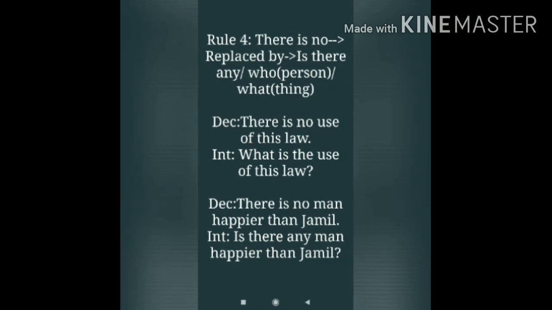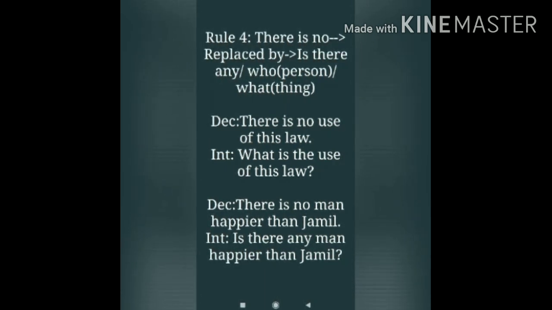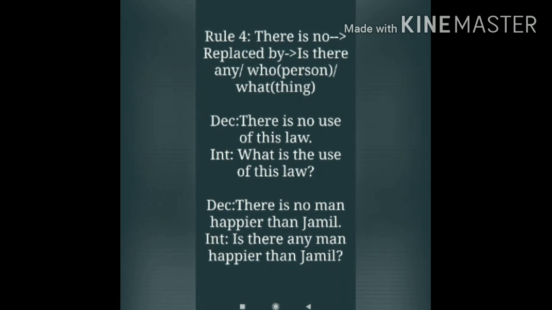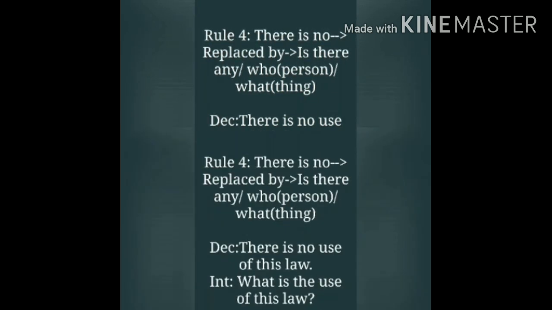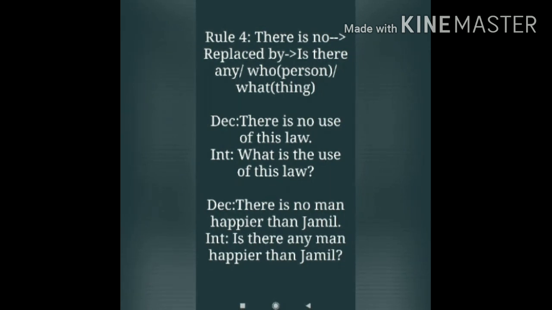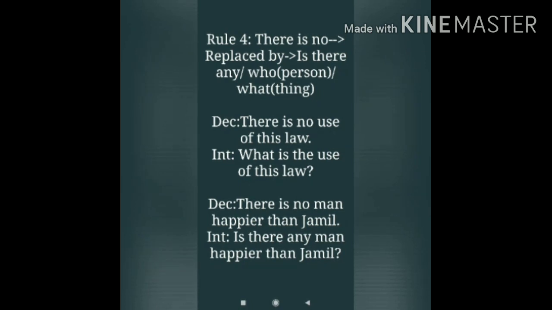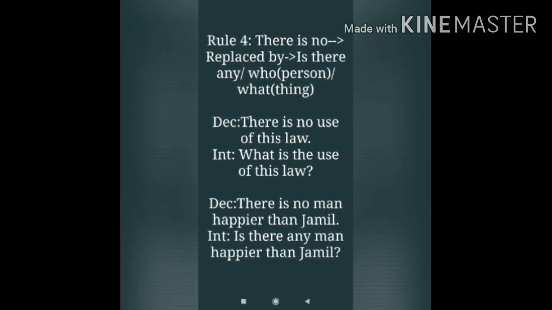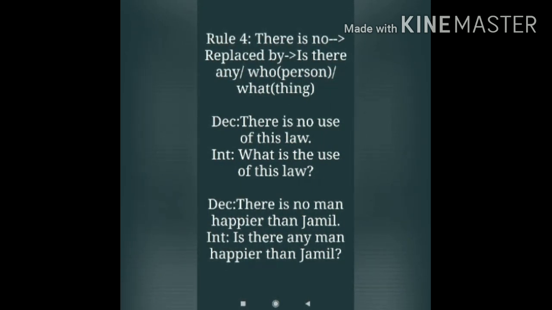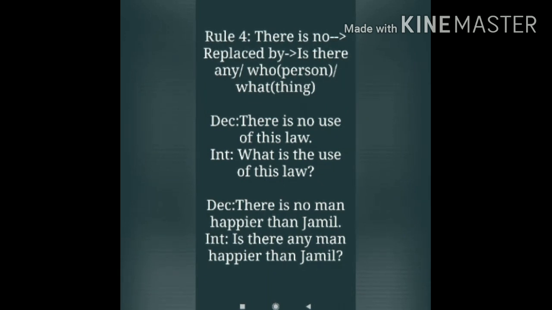Rule 4 says, if the sentence is starting with there is no, then you have to replace it with is there any, or you can use who for person and what for thing. For example, there is no use of this law. For interrogative, it will become, what is the use of this law? Second one, there is no man happier than Jamil. So instead of there is no, you can write, is there any man happier than Jamil?